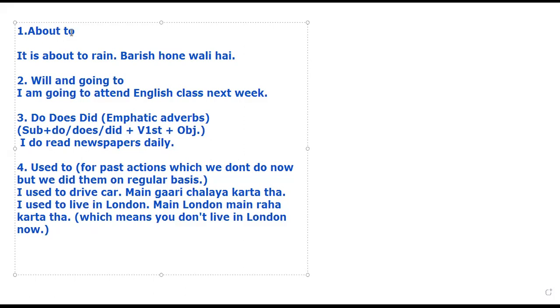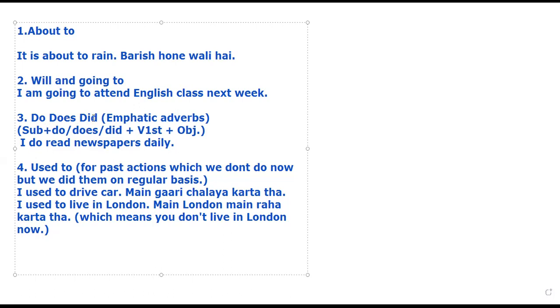Some action which is going to happen near in the future, we use about to, like it is about to rain, बारिश होने वाली है. Will, and the difference between will and going to: will is used for some actions which we plan on the spot, and going to is used for some pre-planned actions that we're going to do in the future, like I'm going to wear a three-piece in my brother's marriage, my mother is going to cook chicken biryani next Sunday. So something which has been already planned, and something that you plan on the spot, that is, we go with will, right?